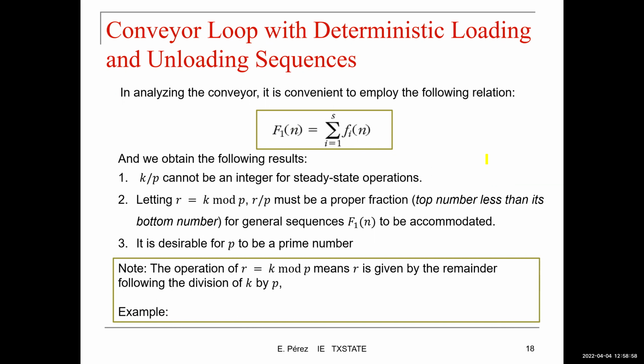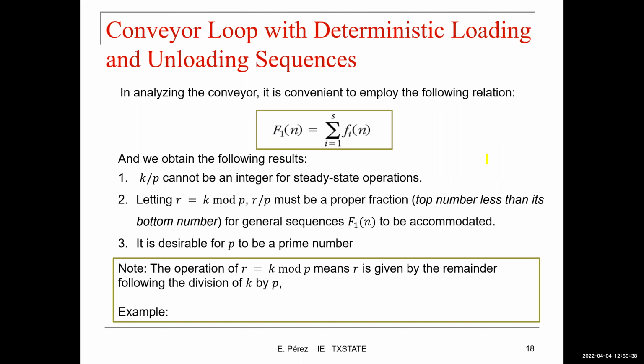R over P must be a proper fraction, so the top number is less than its bottom number, for general sequences of F1 of N to be accommodated. We're going to check on that also. And it's also desirable for P to be a prime number. So for this mathematical process to work, we need to make sure that these conditions are satisfied: we don't have an integer for K over P, R equals K mod P and R over P must be a proper fraction, and P must be a prime number, or the period must be a prime number.